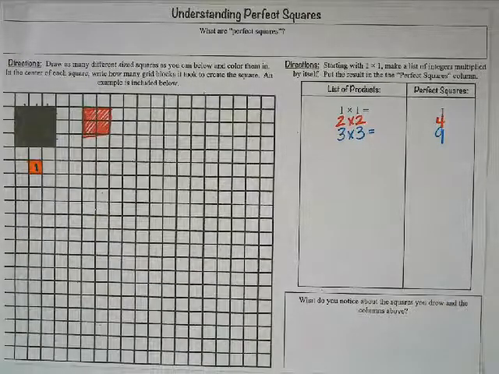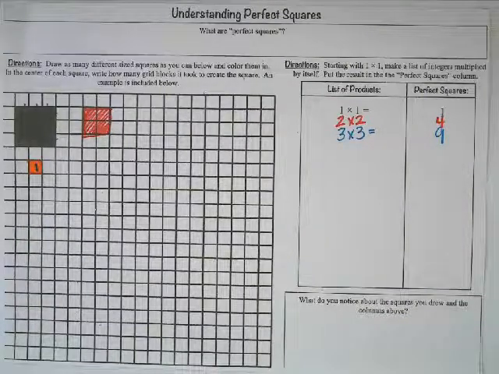the amount 1 through 12. Once you're done with this, what do you notice about the squares you drew and the column above?